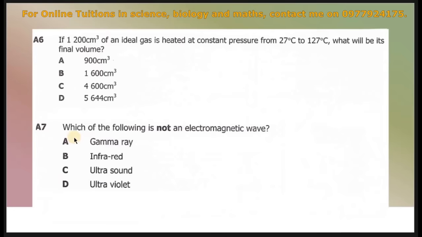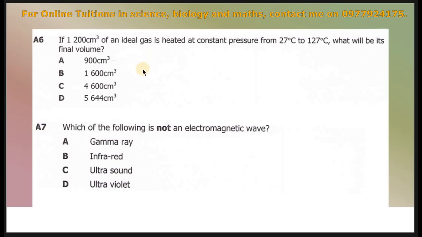Then we move to question 6. Question 6 says, if 1200 cubic centimeters of an ideal gas is heated at constant pressure from 27 degrees Celsius to 127 degrees Celsius, what will be its final volume? Okay, now look at this question. They're saying 1,200 cubic centimeters of an ideal gas is heated at constant pressure. Then from 27 degrees Celsius to 127 degrees Celsius. What will be its final volume?